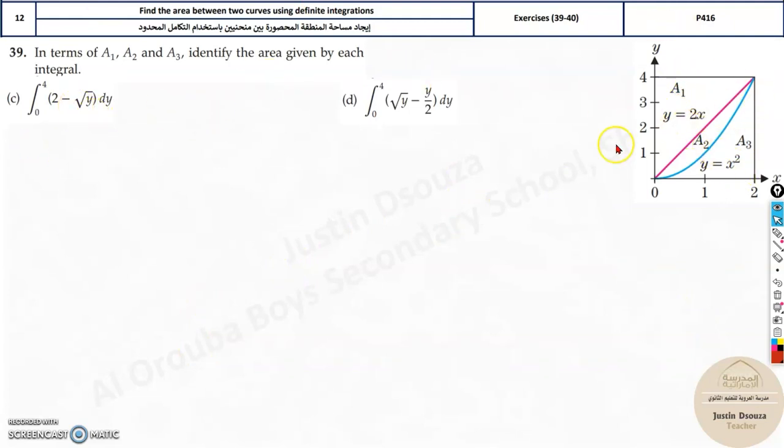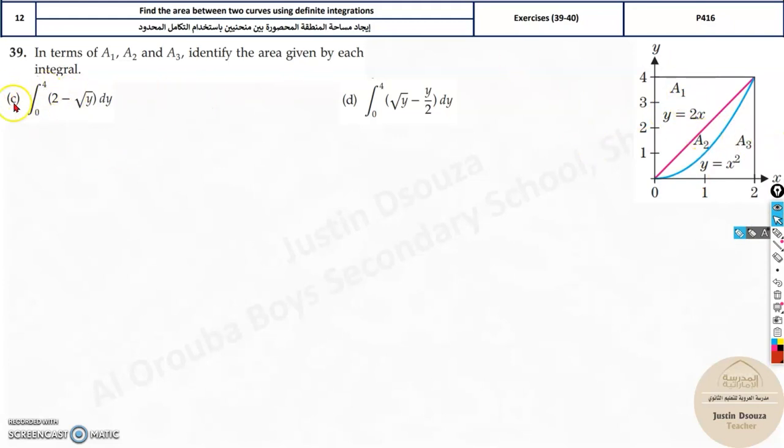Now this A1, A2, A3 total is a triangle. Sorry, my bad, it's a rectangle. It looks like a square, but since the dimensions are 4 and 2, it's a rectangle. But we do not need to know whether it's a rectangle or a square, it doesn't matter. We just need to denote it by areas.